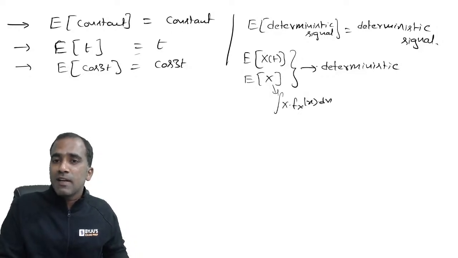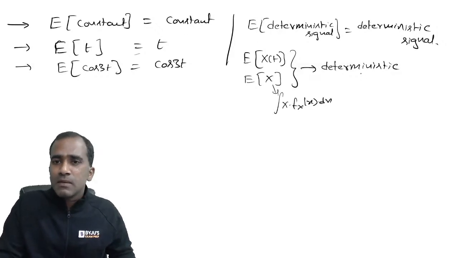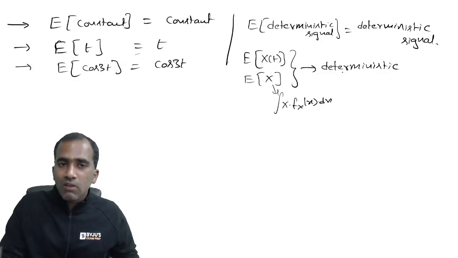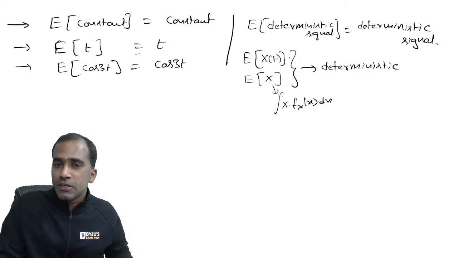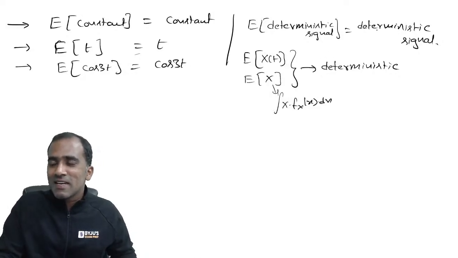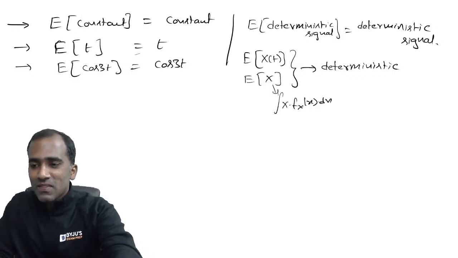Once the randomness vanishes, should it be constant? It need not be constant always. Sometimes it will be constant, sometimes it will be some deterministic signal. So always remember this: whenever you apply expectation, the result will be deterministic. Once it is deterministic, if you apply expectation on a deterministic signal, it is again a deterministic signal only. Right? Hope you're following.